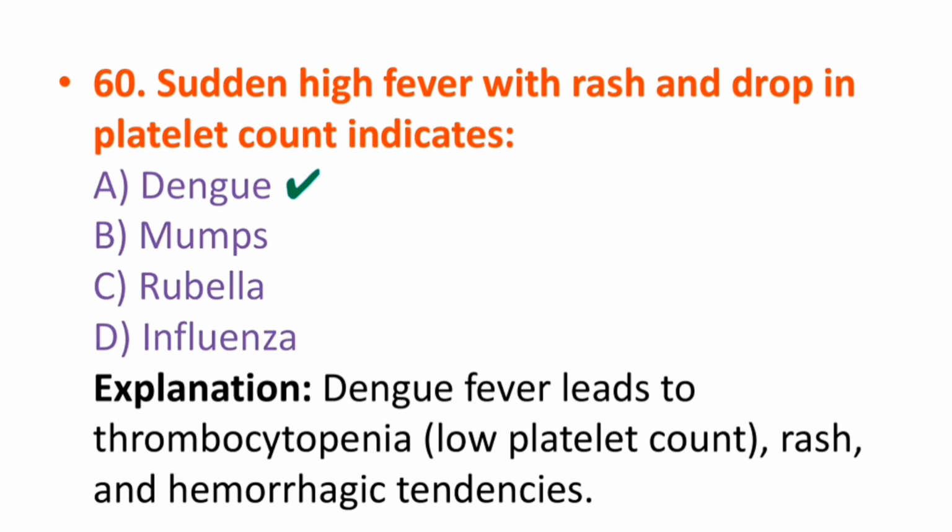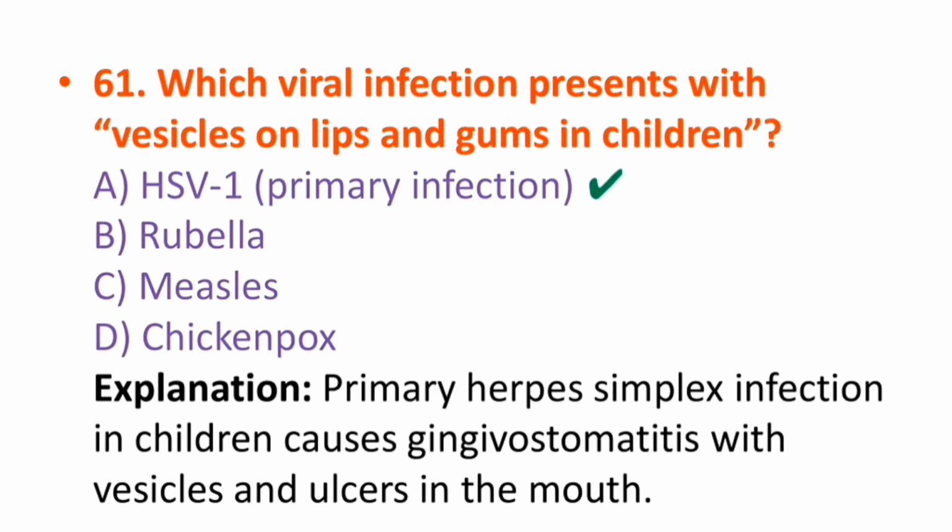Sudden high fever with rash and drop in platelet count indicates option A dengue, option B mumps, option C rubella, option D influenza. The correct answer is option A dengue. Dengue fever leads to thrombocytopenia, low platelet count, rash, and hemorrhagic tendencies.